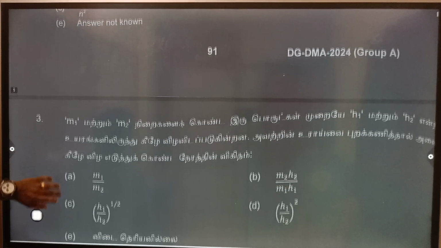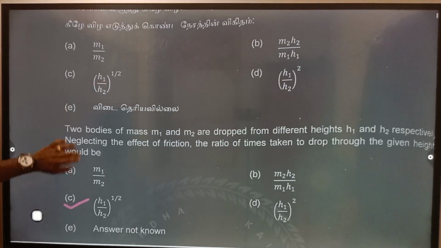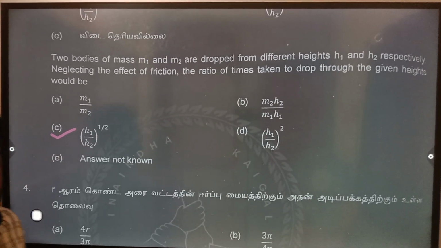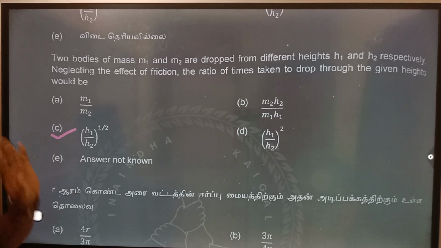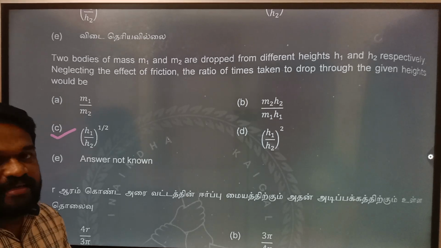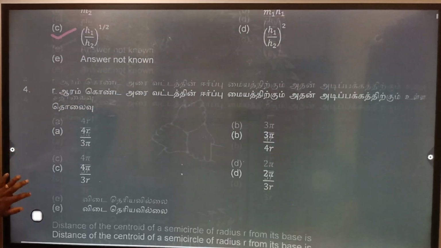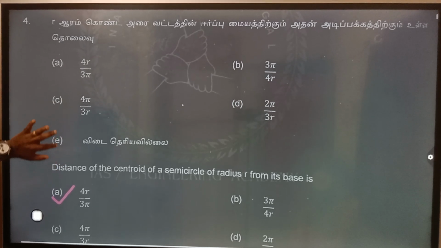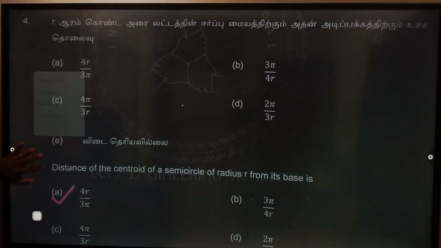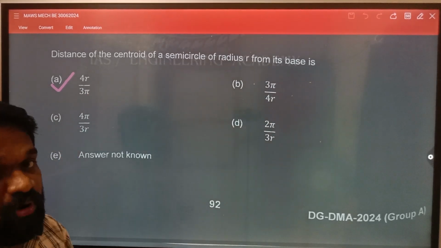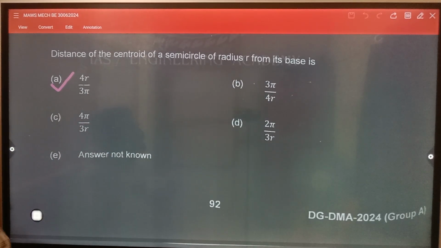Third question. Again you can take it as a physics question. The answer is root of h1 by h2, which is answer C. The key for 3 is C. Fourth one, distance of the centroid, a very direct question, one of the simple questions in this paper. Actually you have to remember all these equations or formulas. It is 4r by 3 pi. A is the answer for question number 4.